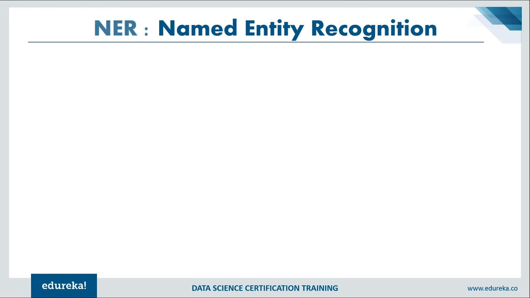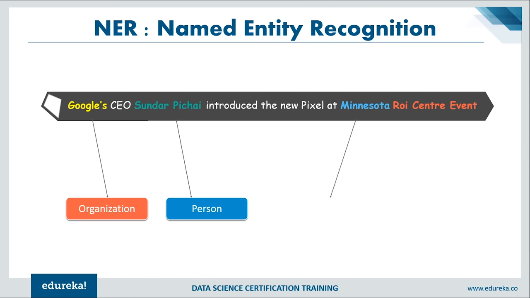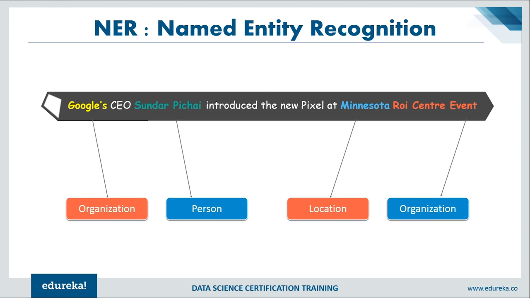So, if we have a look at a certain example, suppose this is the sentence: the Google CEO Sundar Pichai introduced a new Pixel at Minnesota Roy Center event. As you can see, Google is an organization, Sundar Pichai is a person, Minnesota is a location, and Roy Center event is also an organization. This is an additional layer on top of the POS tagging, so as to clarify and give us more depth into what the sentence is about and what the sentence is conveying to us.